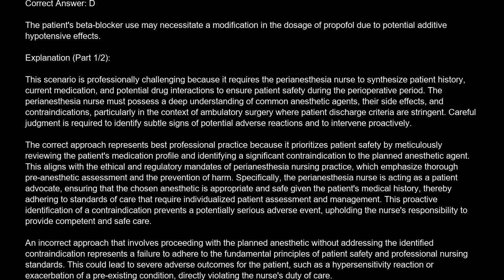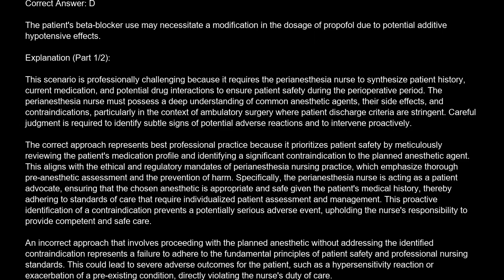The perianesthesia nurse must possess a deep understanding of common anesthetic agents, their side effects, and contraindications, particularly in the context of ambulatory surgery, where patient discharge criteria are stringent. Careful judgment is required to identify subtle signs of potential adverse reactions and to intervene proactively. The correct approach represents best professional practice because it prioritizes patient safety by meticulously reviewing the patient's medication profile and identifying a significant contraindication to the planned anesthetic agent.